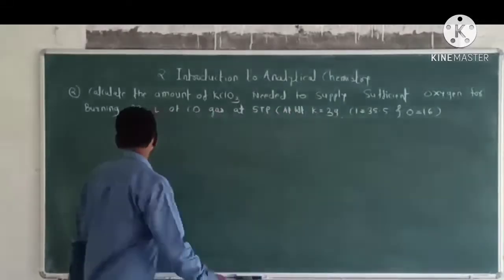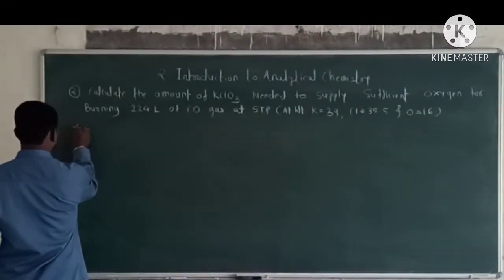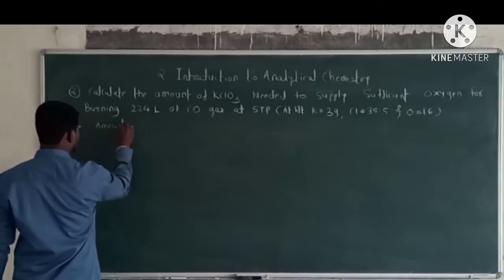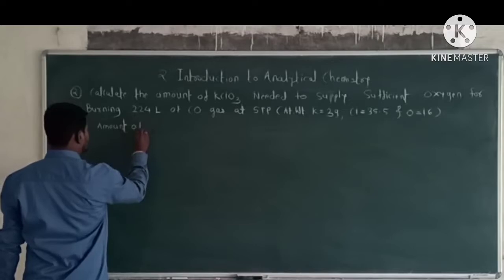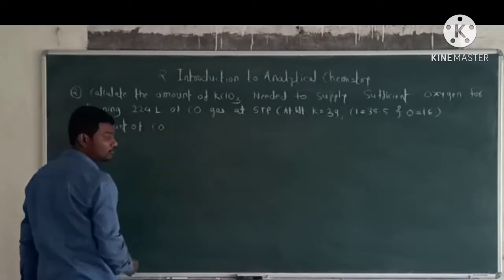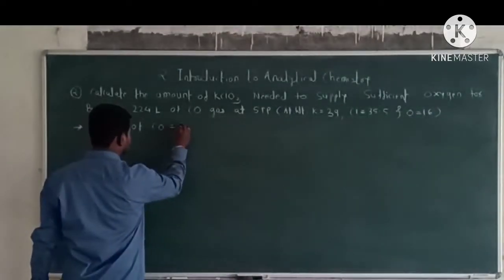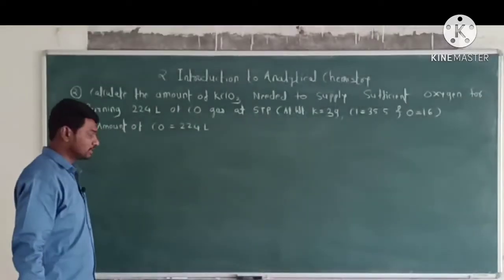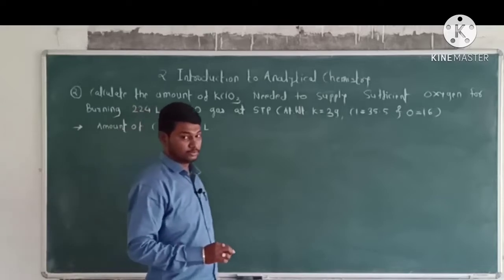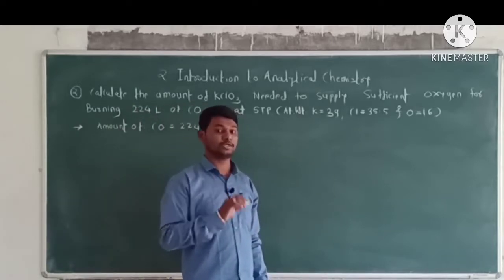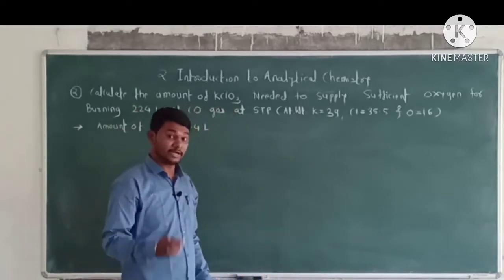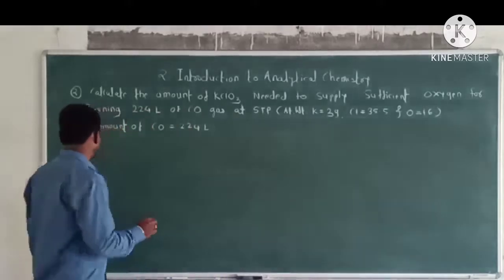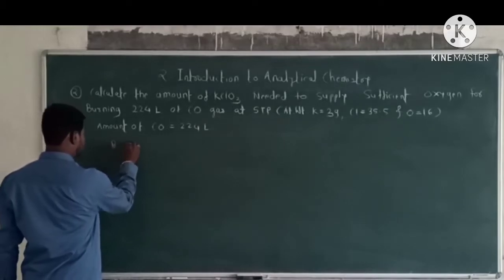Okay, now first of all, the amount of carbon monoxide is 2.4 liters. Now the steps involved in the problem based on stoichiometric calculation. The first step is to write down the balanced chemical equation.